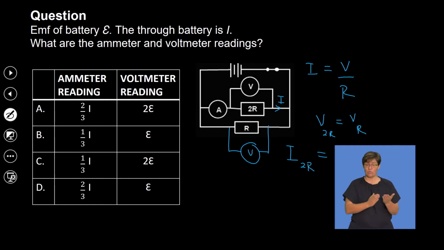And then the current that will go through R must actually be double the current that goes through 2R, because R is less resistance than 2R, okay? Now, in terms of E, we know that the potential difference across 2R is equal to that across R, because the two resistors are in parallel.